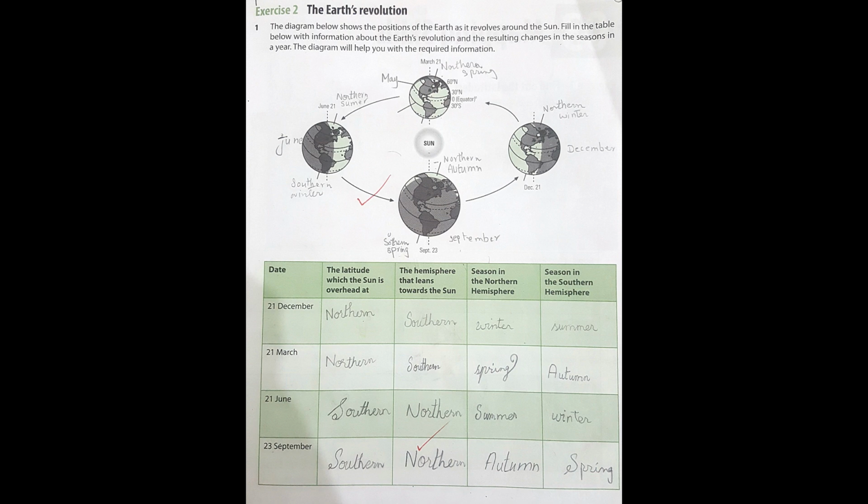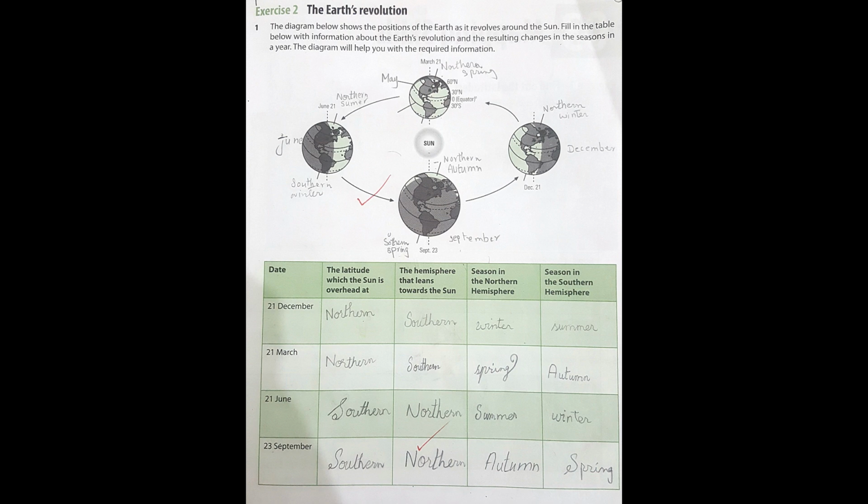21st December: the latitude which the sun is overhead at, southern; the hemisphere that leans towards the sun, southern; season in the northern hemisphere, winter; season in the southern hemisphere, summer. On 21st March: the latitude which the sun is overhead at, northern; the hemisphere that leans towards the sun, southern. Season in the northern hemisphere, spring. Season in the southern hemisphere, autumn.